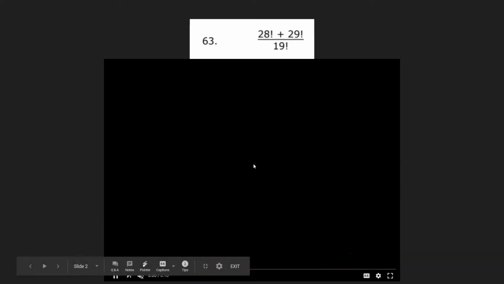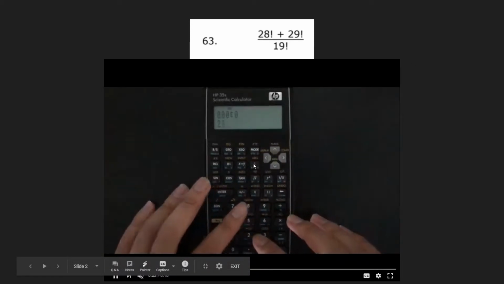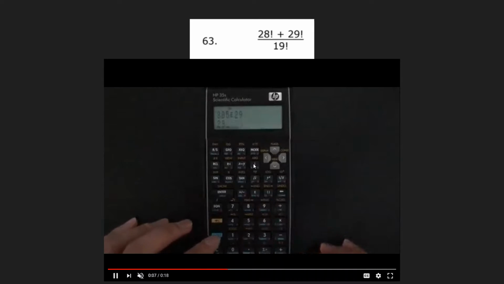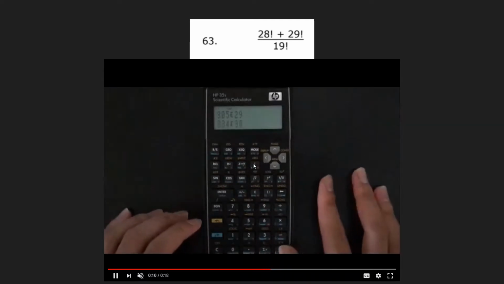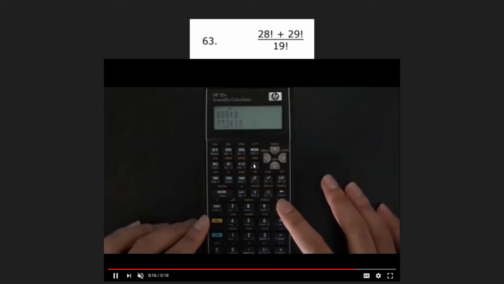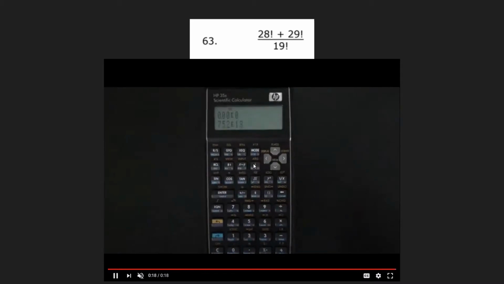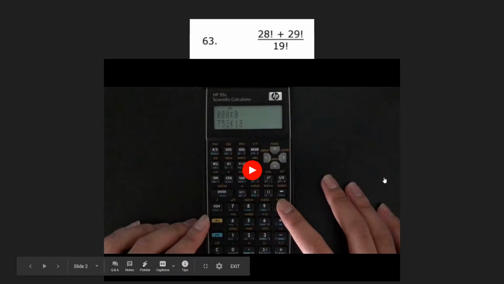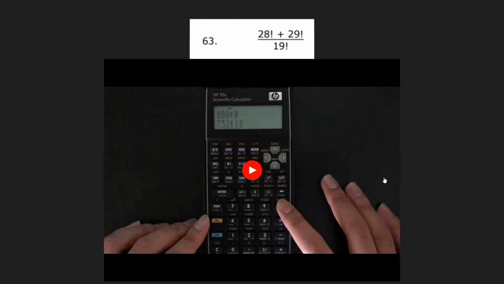So we're going to start off with question 63. I'm going to put 28, blue shift key and sigma. That makes the number a factorial. 29, blue shift key sigma, add, and then 19, blue shift key again, and divide. To make the number factorial, just remember it is blue shift key and sigma. You can see the factorial at the bottom, right here. It got cut out, but if you look at your calculator, you should be able to see that. And if you're going to make a number factorial, just do blue shift key and sigma.